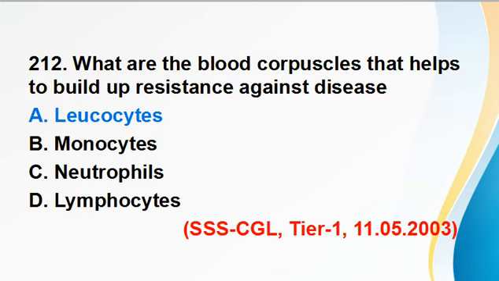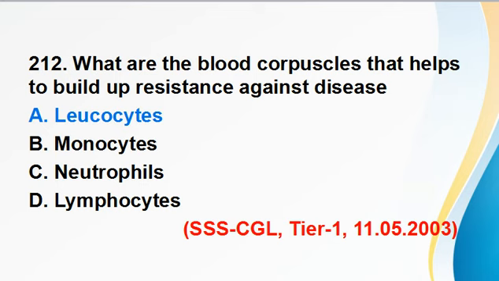Now question number 212. What are the blood corpuscles that helps to build up resistance against disease? A. Leukocyte, B. Monocyte, C. Neutrophils, D. Lymphocyte. So answer A is correct.